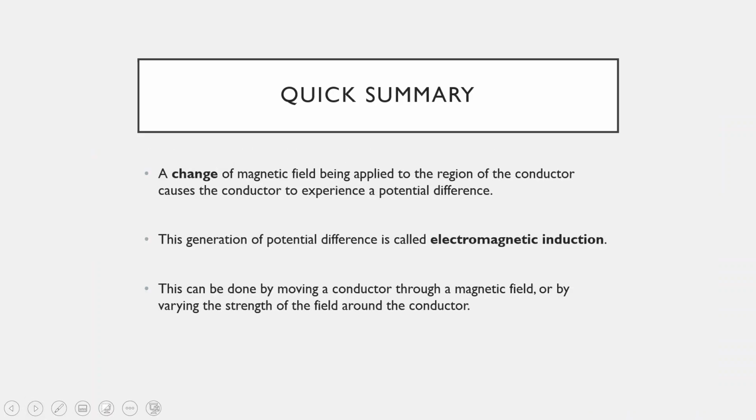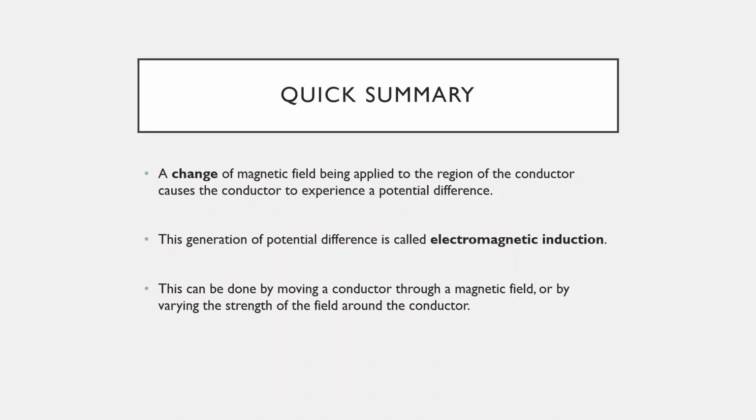We're not going to go into too much more depth here. Here's our summary. A change in magnetic field being applied to the region of a conductor causes the conductor to experience a potential difference, voltage, EMF, whatever you want to call it. And in turn, if that conductor forms a closed circuit, you get a current.